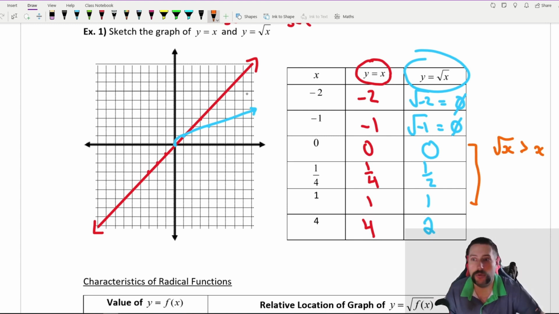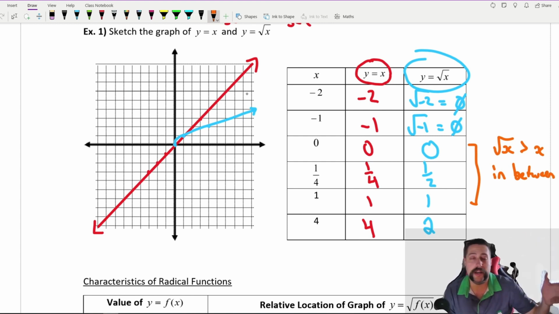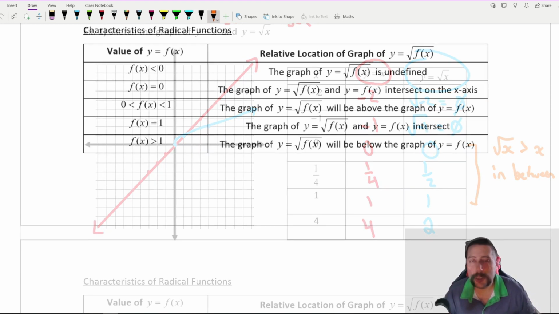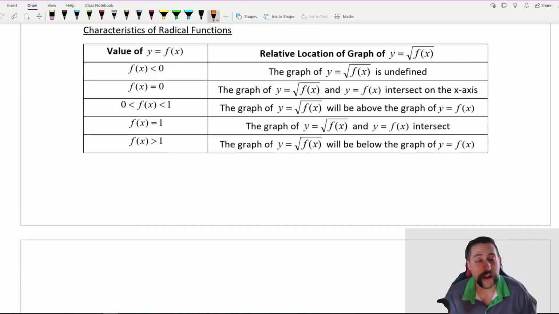In between 0 and 1. Okay, so in between. Because 0 and 1, they're equivalent. But in between 0 and 1, your root of x will actually be bigger than x. Okay? Which brings us down to the characteristics of radical functions.